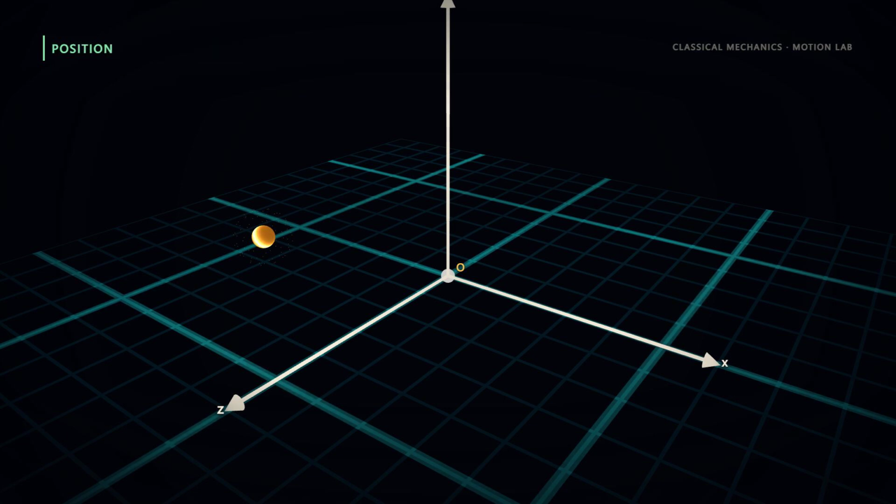At our first observation, the object is here, at point A. Grow an arrow from the origin to A. This arrow is the first position vector, r1. Notice what it describes, where A is relative to our chosen origin.